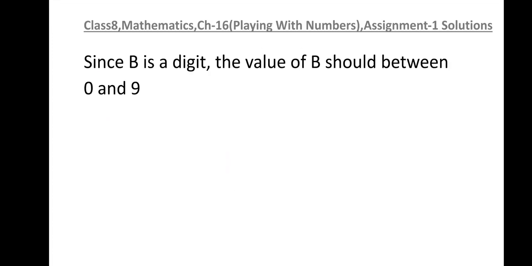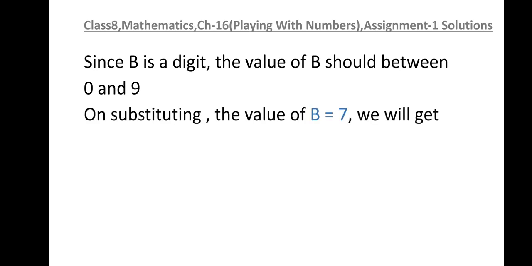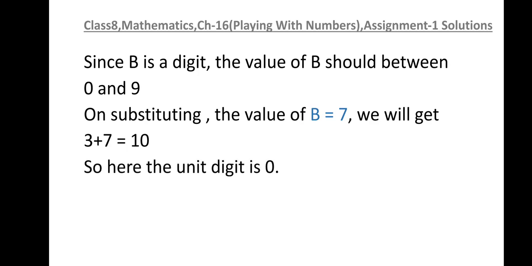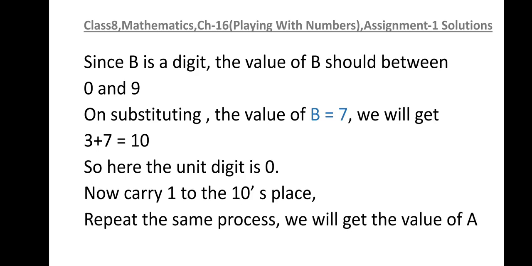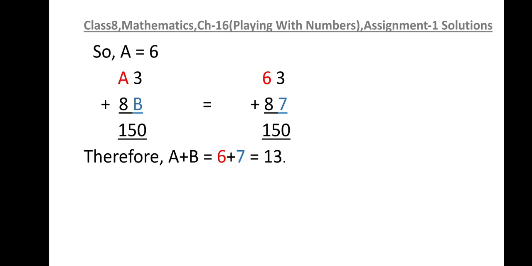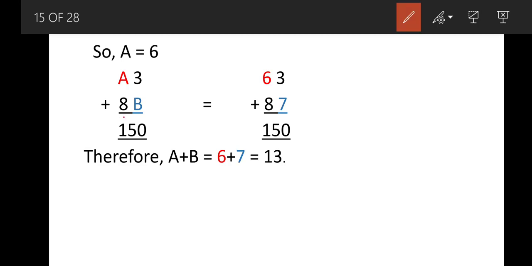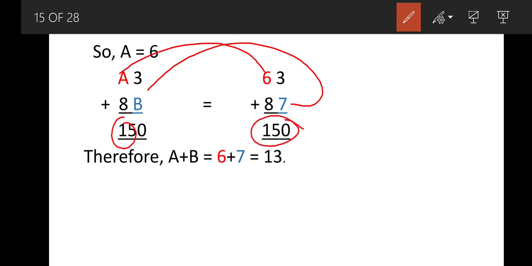Like we will be having a look. Since b is a digit, the value of b should be between 0 and 9. On substituting the value of b is equal to 7, we will get 3 plus 7 is equal to 10, and this 1 will be carried forward to the other column. Repeating the same process, we will be able to get the value of a. Like a will be equal to 6, because I need the answer here as 15, and if I take the value of b as 7, like I have done here, b as 7 and a as 6, then I will be able to get this answer as 150.